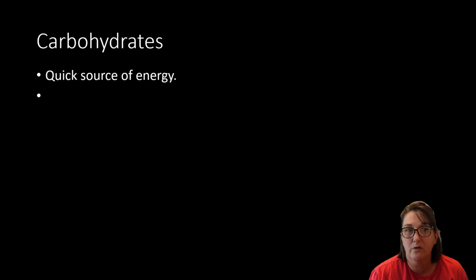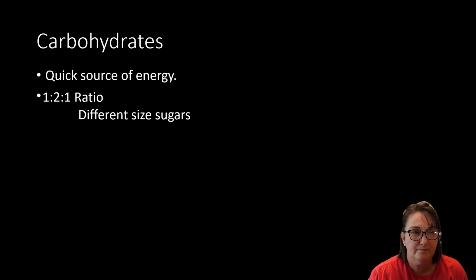Carbohydrates are a real quick source of energy. If you're really tired at school, you'll eat a candy bar or drink a Coke, and that's putting some sugar in. Your brain needs sugar to function. When you drink or eat that, it perks you up for a little bit, but if you eat too much, it will bring you down. You have too much in your system. So it's a quick source of energy.